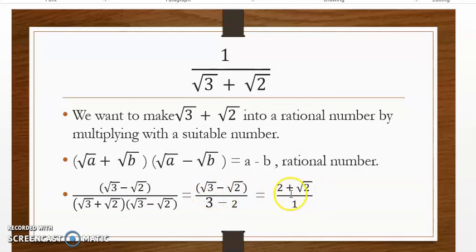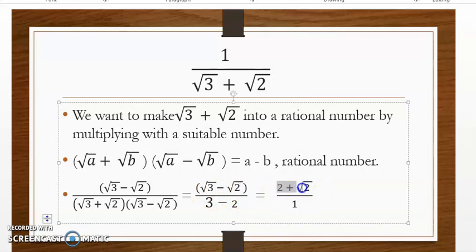Okay, sorry, this is root 3 minus root 2. Yeah, so we have root 3 minus root 2 by 1. So that is root 3 minus root 2. And we can see that the denominator is 1, which is a rational number. So this process of changing a fraction into an equivalent fraction whose denominator is a rational number is called rationalizing.